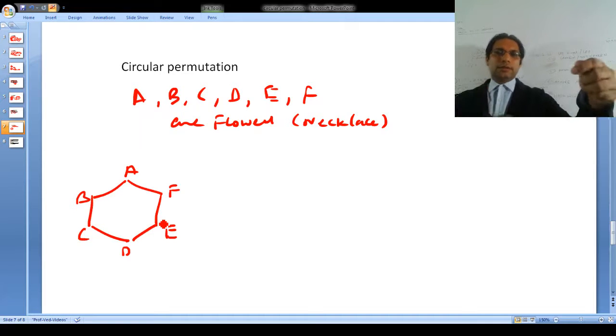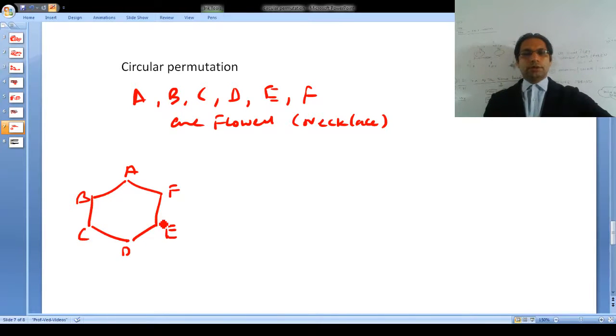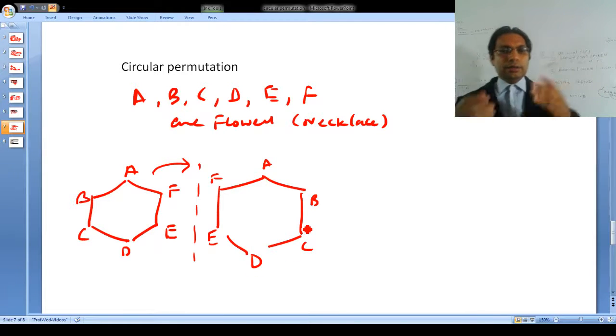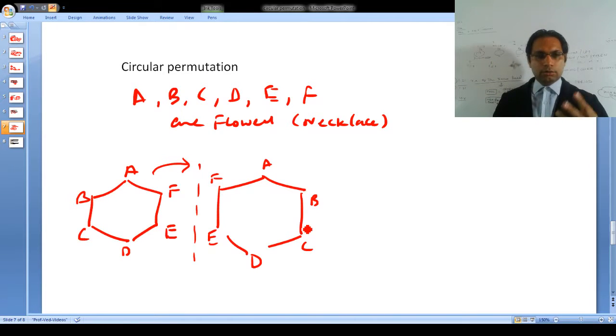Now you take this necklace and you keep it on the table, and somebody comes and puts it like this, the other way around, which is definitely possible. They take it and turn it over. When they turn it over, what will happen? F will remain here only, E will remain there, and then B will come this side, C will be here, and D will be here. So it is the same necklace. So are we counting the same thing twice?